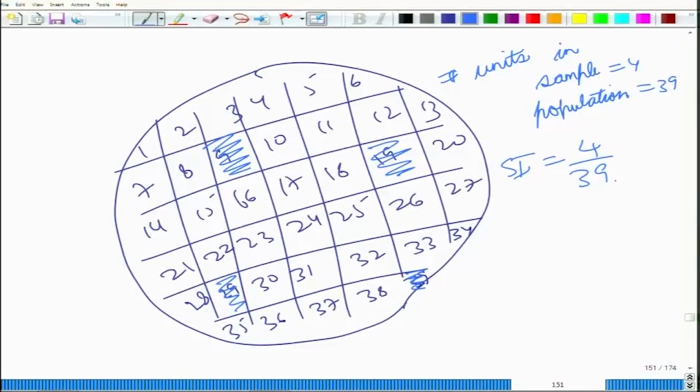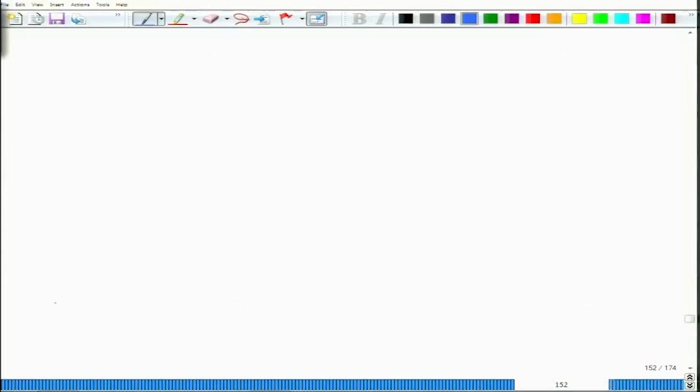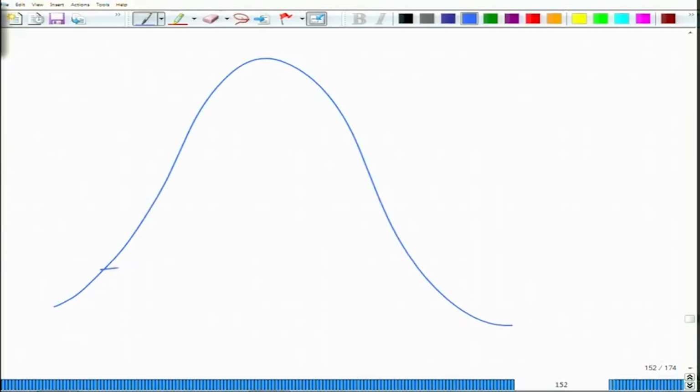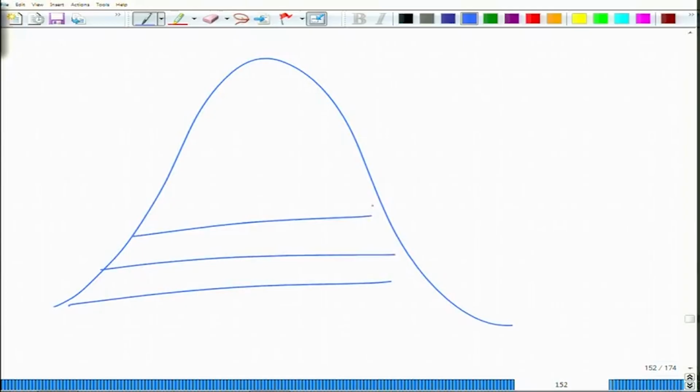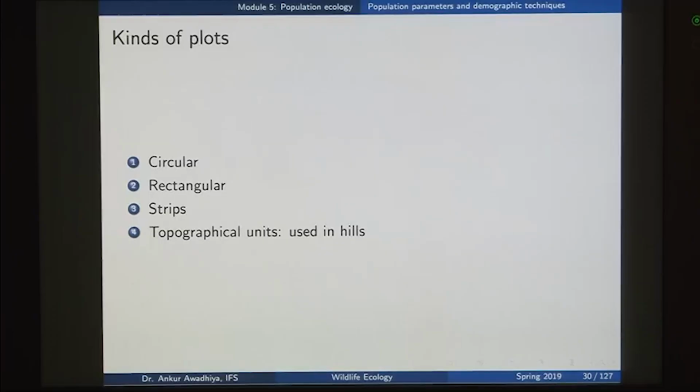Now, next we have the kinds of plots. So, plots can be of any shape, they can be circular, rectangular, strips, or they could even be topographical units. So, when we say topographical units, what we have is that you have a hill, and in this hill you can say that you are dividing this hill into different areas or different heights. So, you say that this portion is one topographical unit because it is lying at a height of say between 100 and 150 meters. So, these kinds of topographical units are used as plots in the case of hills.